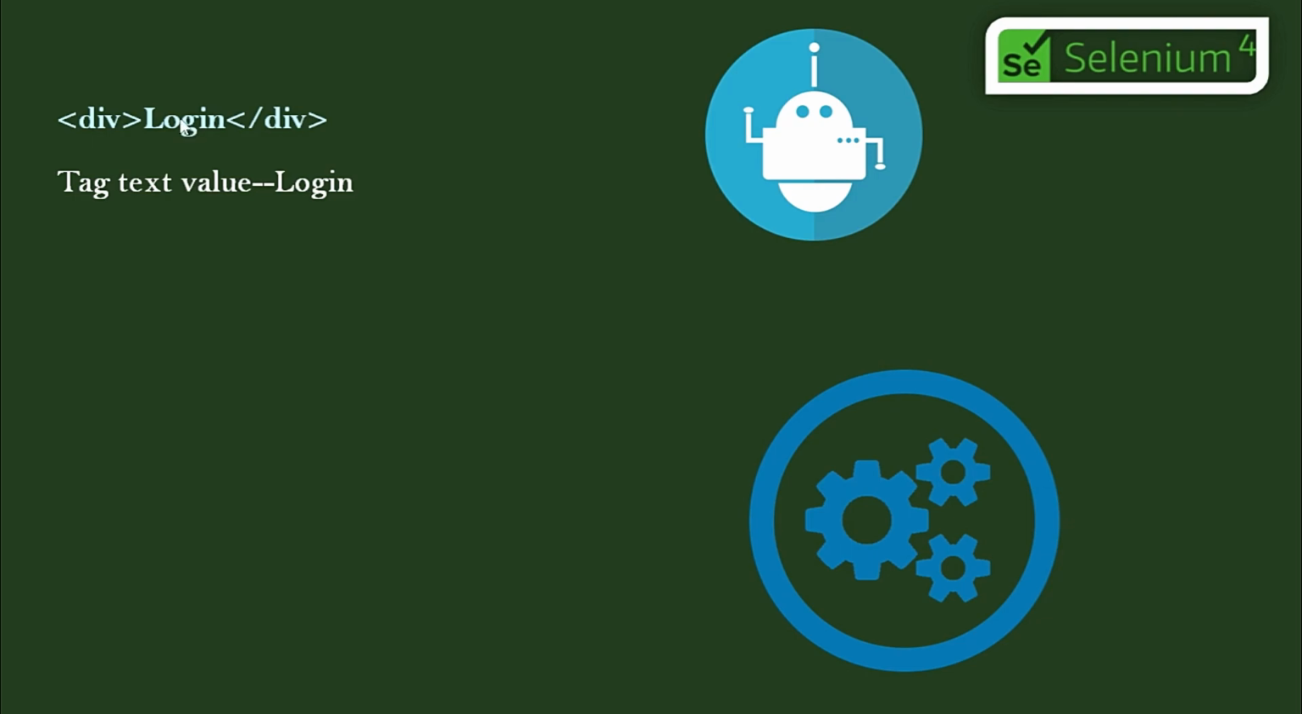Basically we use this for the link text. When we write locators using the link text or the partial link text, we can deal with such types of web elements in the DOM.